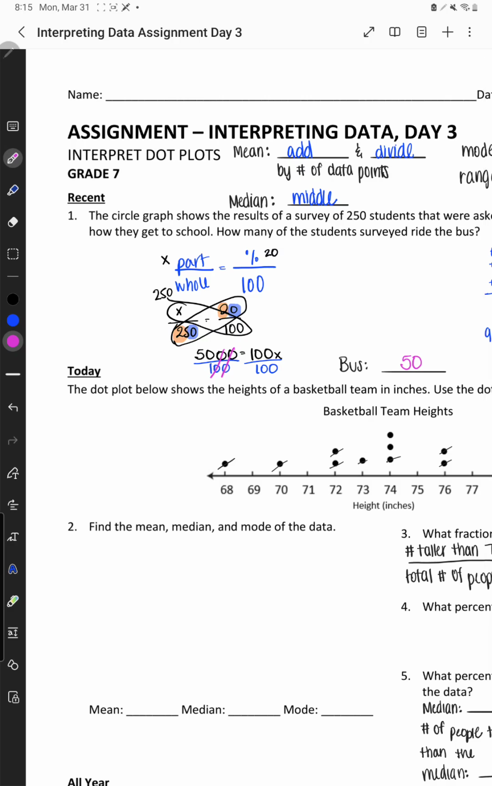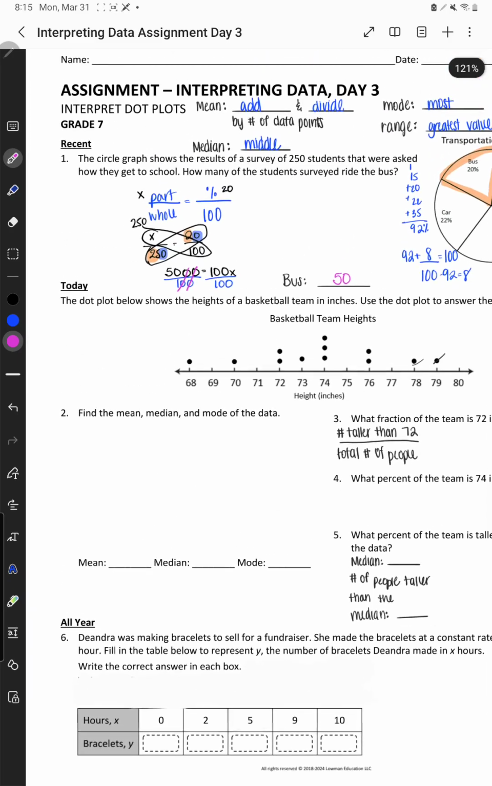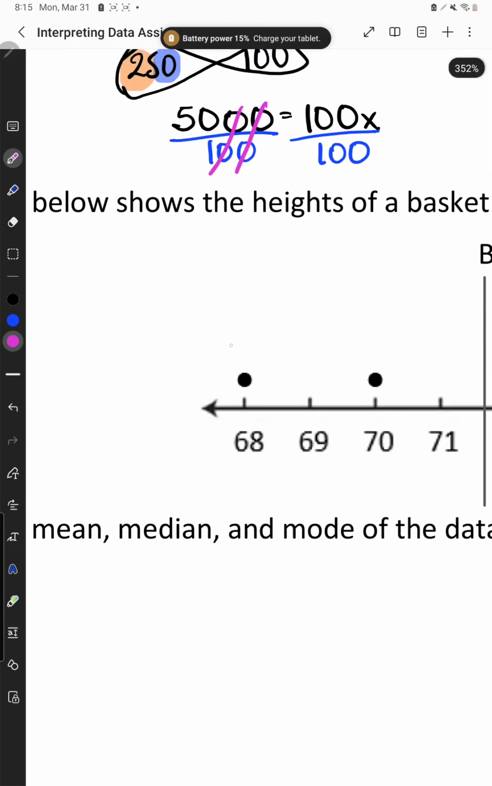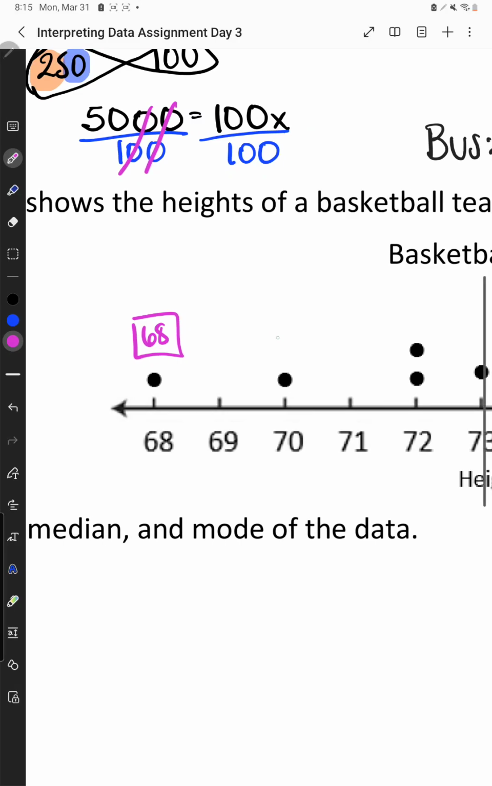Next, we're working with this right here, and I'm so sorry, I don't know why this is scribbled out. We're working with this right here where it says to find the mean, the median, and the mode of the data. Now, remember, for mean, we take all of our values, and we add them up together, and we divide by the total number of data points. So the first thing I need to do is figure out what each of these is worth. So what is this right here? This is 68. What's this right here? 70.